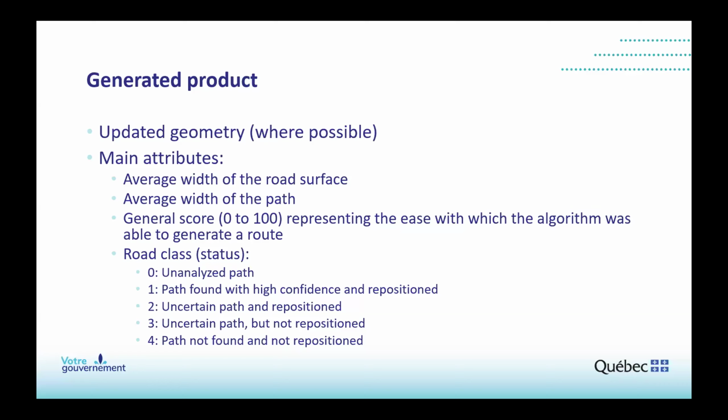So this general score can be classed between 0 to 4. 0 means unanalyzed path. 1 means path found with high confidence in reposition. And it goes up to 4, which is path not found and not repositioned.